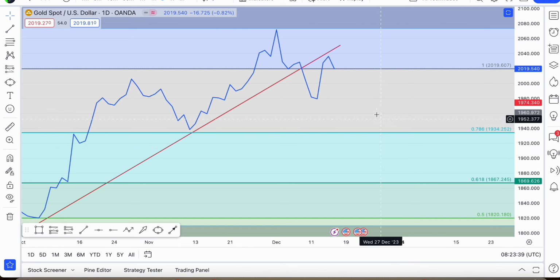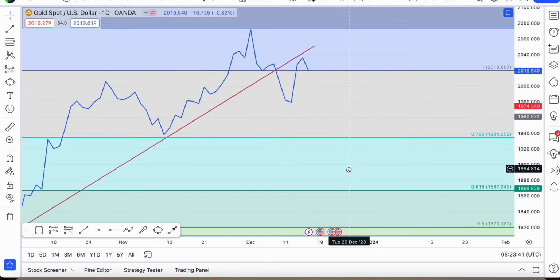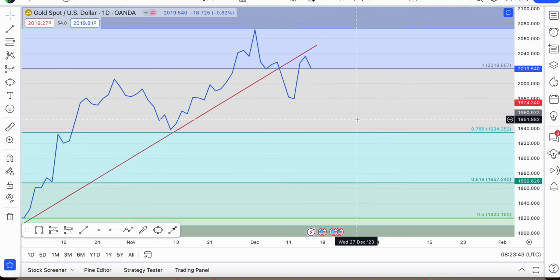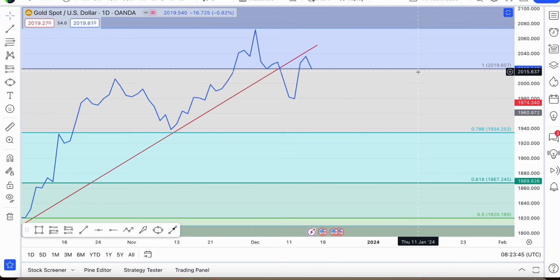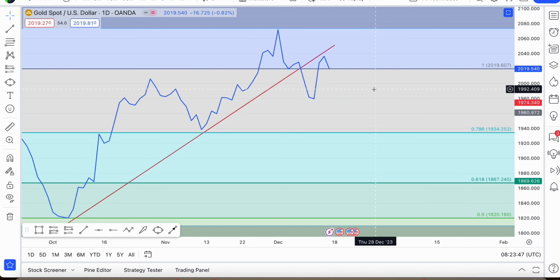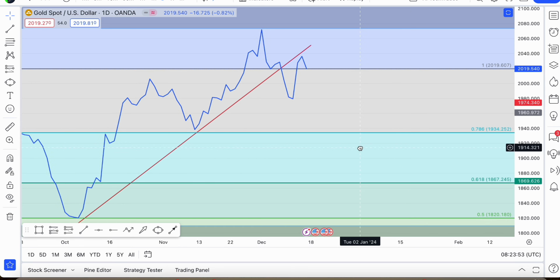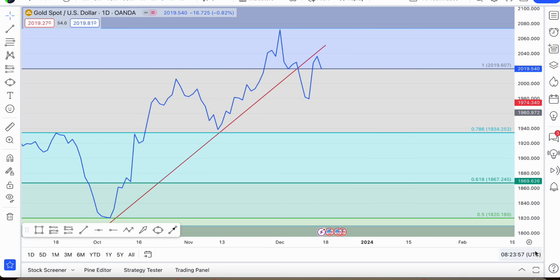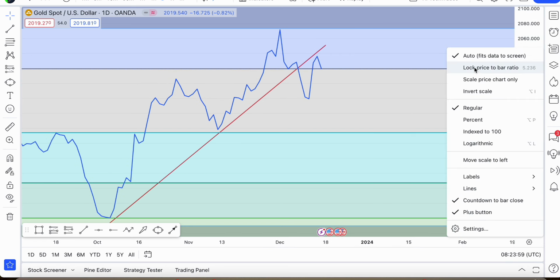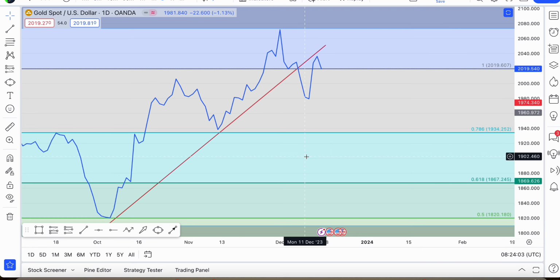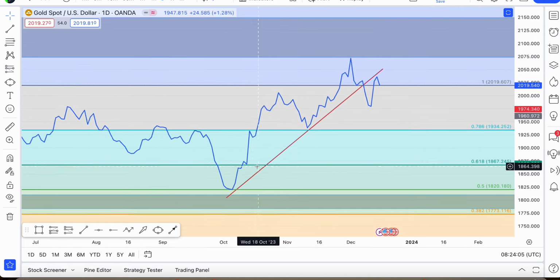Remember, this is higher time frame analysis. Or it could go to 1.618. 1.618. How do I see that? 1.618 would be, I need to zoom this. Let me see. Auto. If I do lock, what happened? Good.